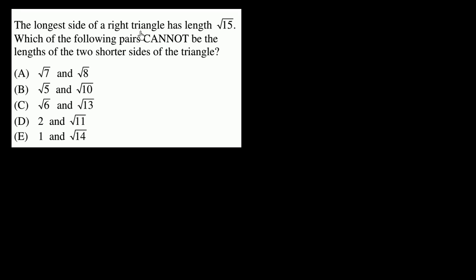The longest side of a right triangle has length square root of 15. Which of the following pairs cannot be the lengths of the two shorter sides of the triangle? So let's just draw ourselves a quick right triangle right over here.